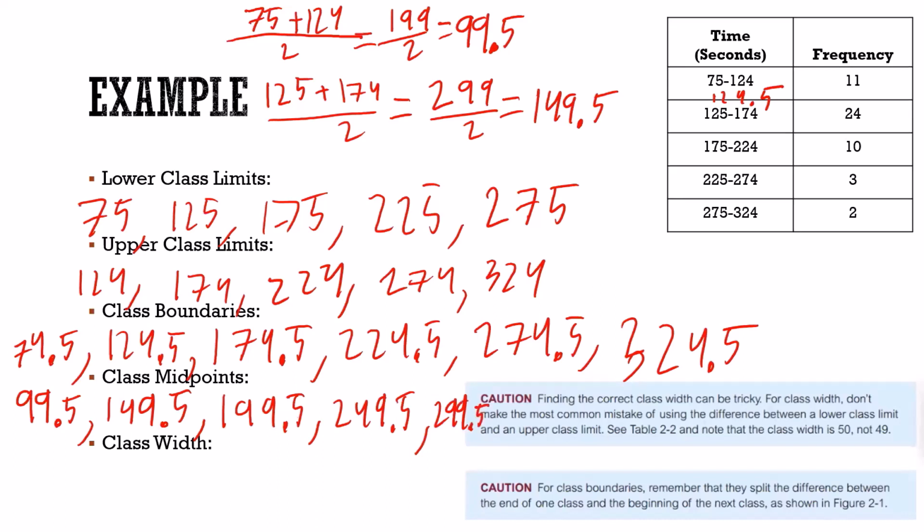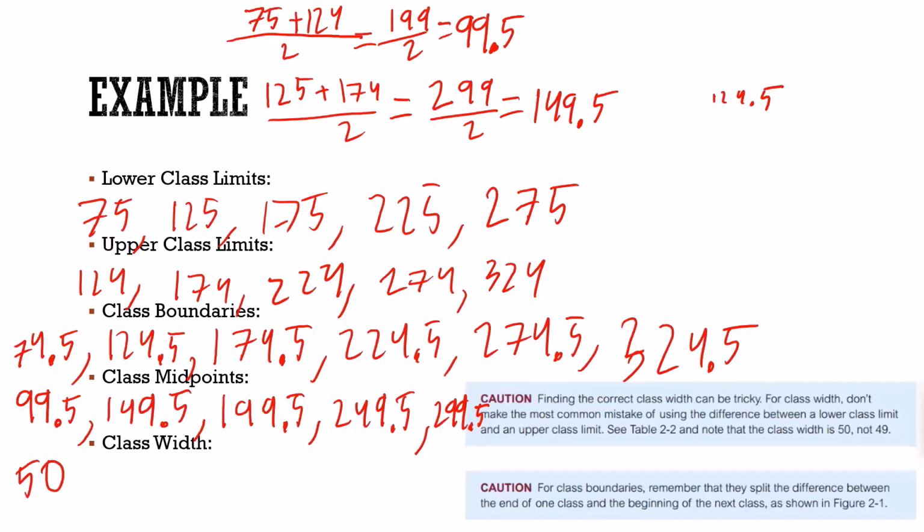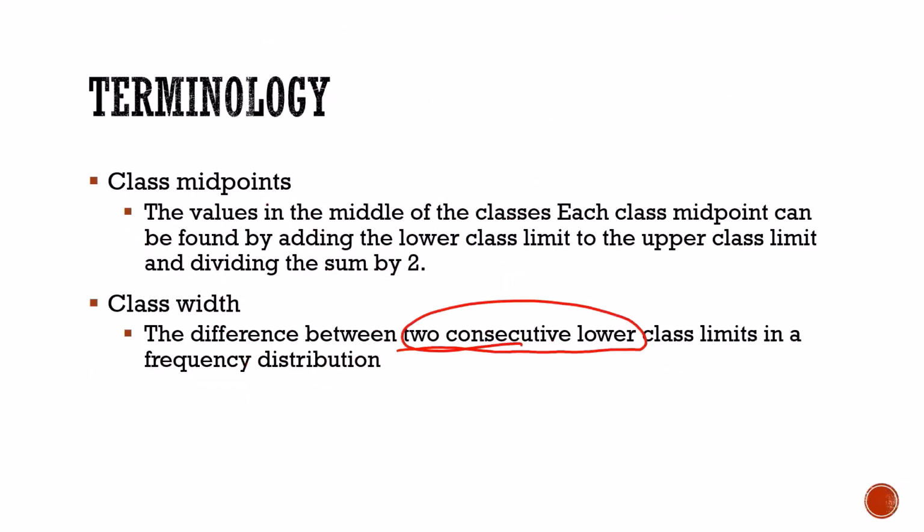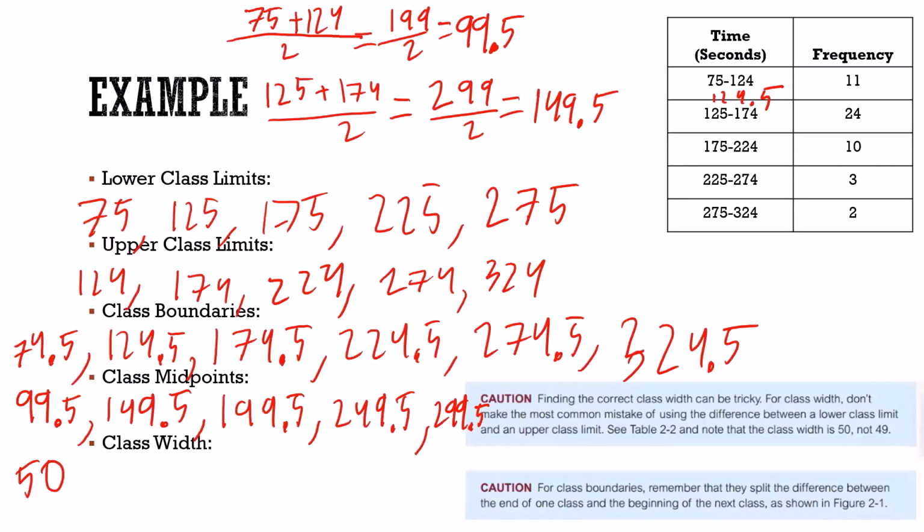Notice that is the class width, right? That's why the midpoints are that spread apart. The class width here is 50, but notice how you have to calculate it. This is the tricky part, and this is why there's a caution. It's the difference between two consecutive lower class limits. So let's say we take these two. Here's one lower class limit, here's the other one. So it'd be 225 minus 175, which is 50.